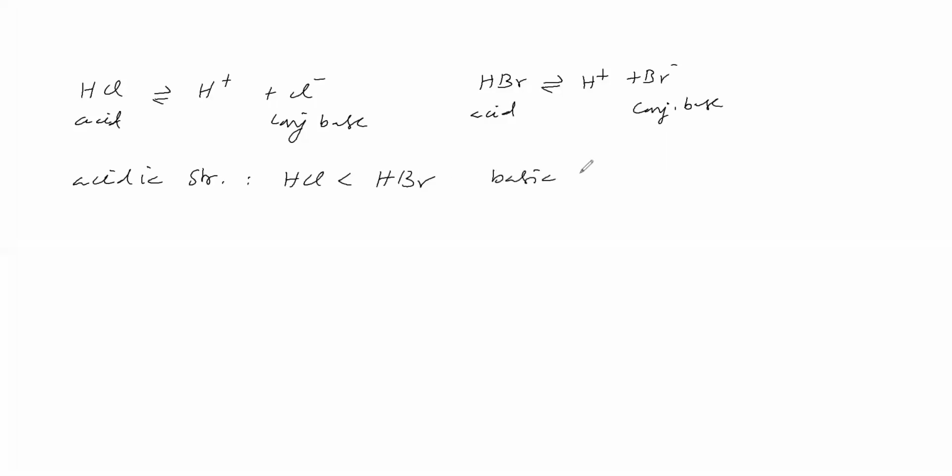Now we will see the basic strength of Cl minus and Br minus. If acidic strength is high, basic strength will be low. So HBr's acidic strength is higher than HCl. Therefore, Br minus basic strength will be lower than Cl minus. So Br minus basic strength is less when compared to Cl minus. So we got an idea of how the acidic strength and basic strength vary.